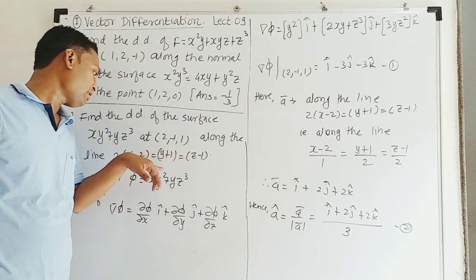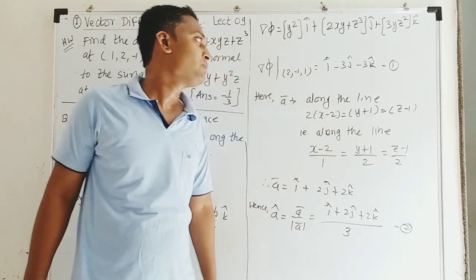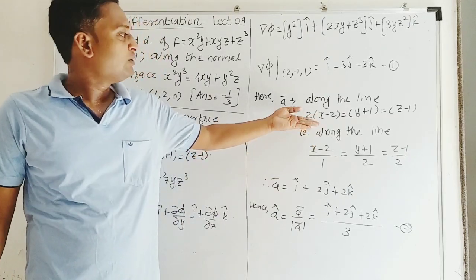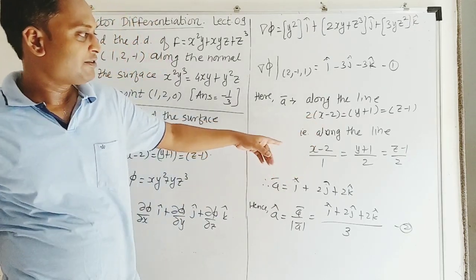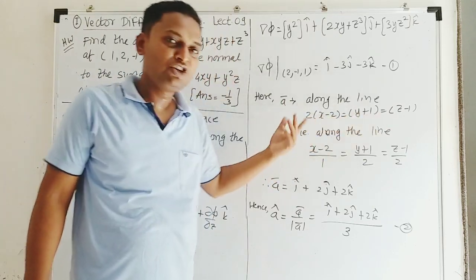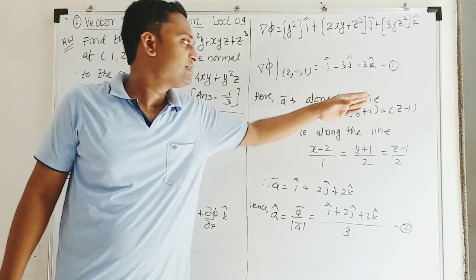A bar is the vector along the line 2(x - 2) = y + 1 = z - 1. Okay, at present this is not in standard form. We'll convert this into the standard form of the equation of a line. For that we have to make the coefficient of x, y, z 1 in the numerator. Here the coefficient of x is 2. So we'll divide this equation throughout by 2.